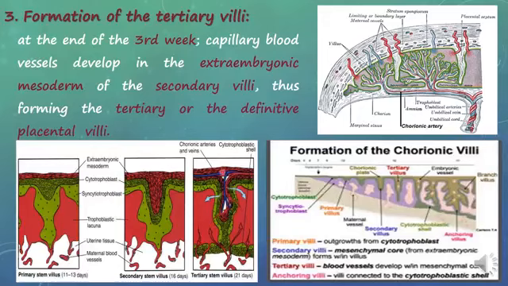You can see these are the blood vessels developing in the extra-embryonic mesoderm. This is the extra-embryonic mesoderm, and these are the blood vessels developing in the extra-embryonic mesoderm of the secondary villi and forming the tertiary or definitive placental villi. Tertiary blood vessels develop within the mesodermal or mesenchymal core.